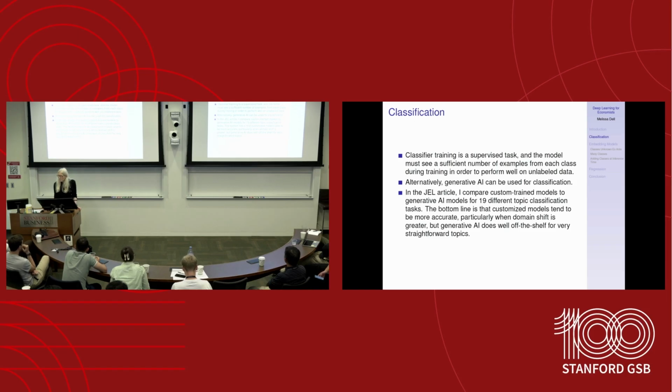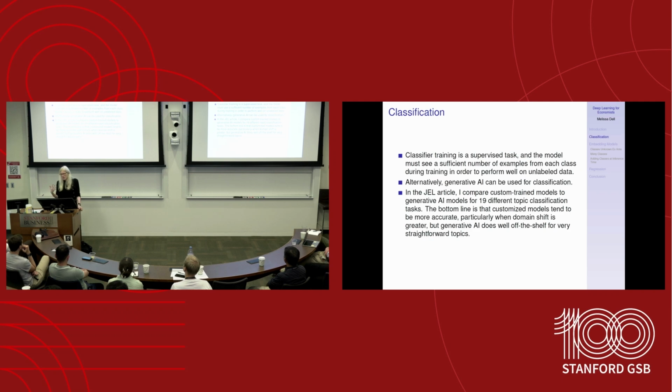An alternative approach is that you can use generative AI for classification. So you have a prompt and you explain to GPT, I would like to classify whether or not this article is about geopolitical risk. My definition of geopolitical risk is this. Yes or no. GPT and other models have structured outputs, so you can actually force it to return a yes or no answer.